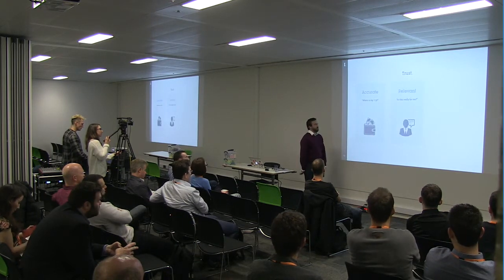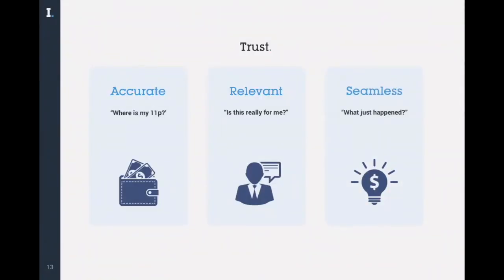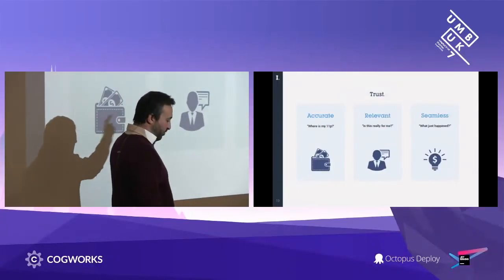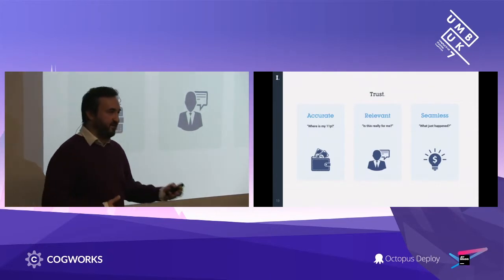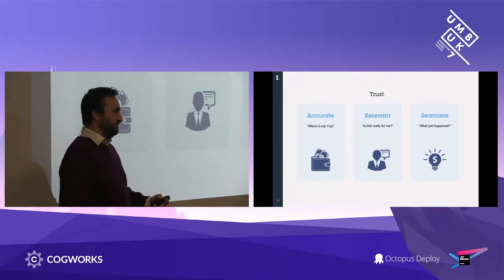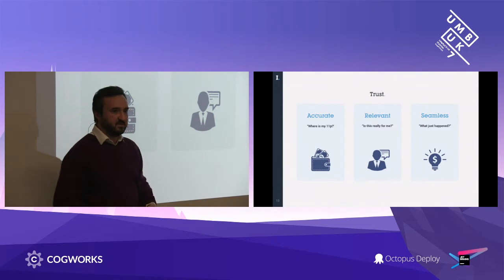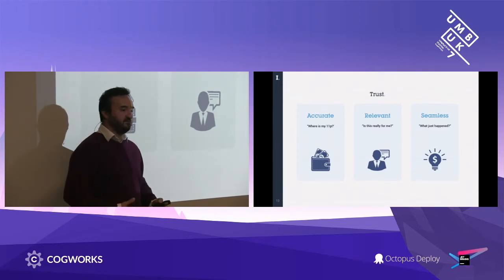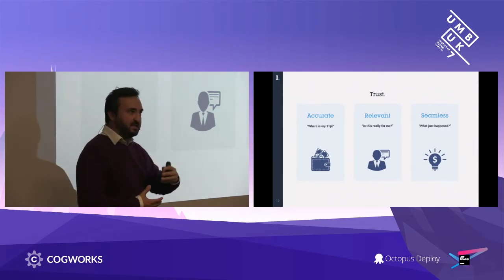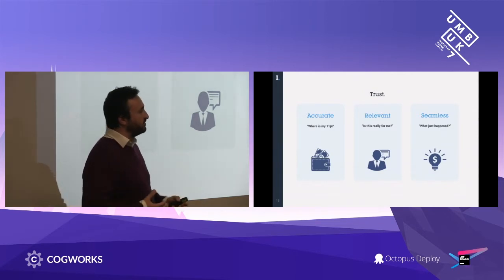Some components of trust in the context of a digital platform. One of them is about being accurate. We talked about that. Where is my 11 pence? It's about presenting relevant information. When an investor or a client is faced with information that is not relevant to them, the first question they're going to ask themselves is, am I really in the right place over here? In the context of digital finance, being able to see relevant information is extremely important.